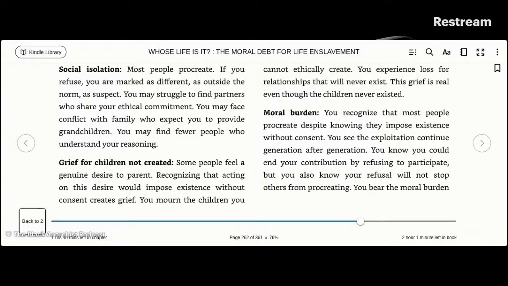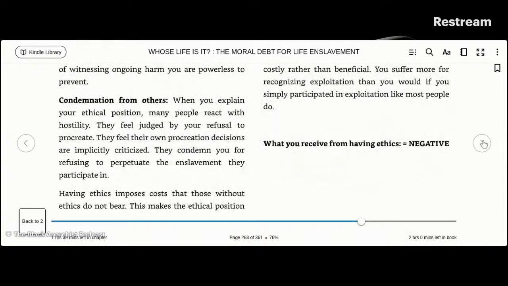Moral burden. You recognize that most people procreate despite knowing they impose existence without consent. You see the exploitation continue generation after generation. You know you could end your contribution by refusing to procreate, by refusing to participate, but you also know your refusal will not stop others from procreating. You bear the moral burden of witnessing ongoing harm you are powerless to prevent.